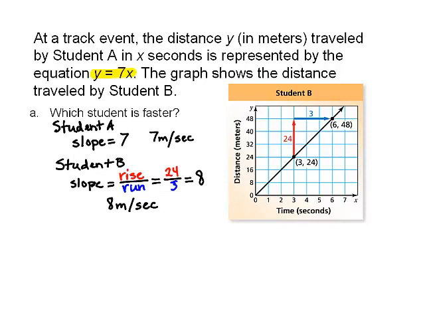So, as you can see, student B has the greater speed, so student B is faster than student A.